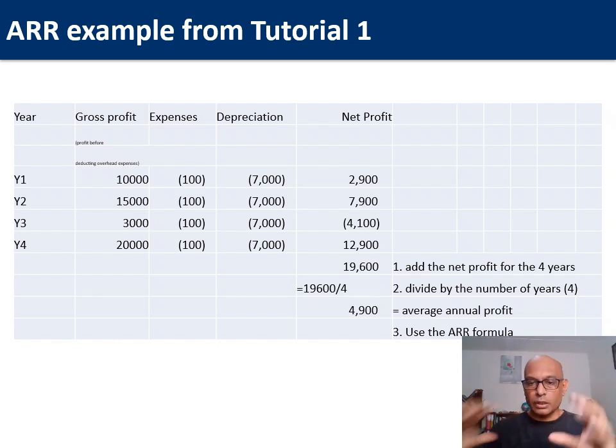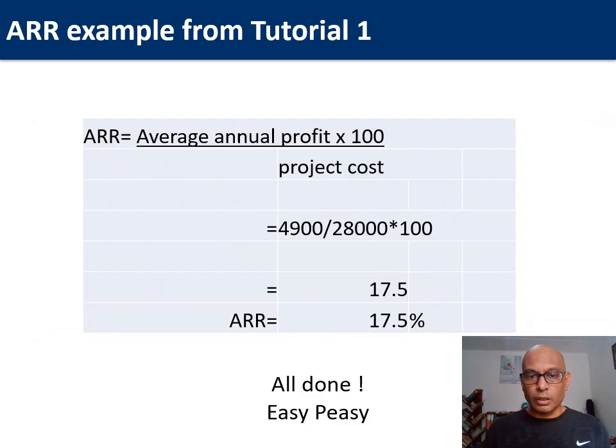So take the total, 19,600, that's the total of all of these. Then you divide it by 4, which is the number of years, and that is called the annual average profit. Once you have that, we can go to the final step, which is the ARR formula. So let's do that now. The annual average profit here is 4,900. Now we are going to put that into our formula.